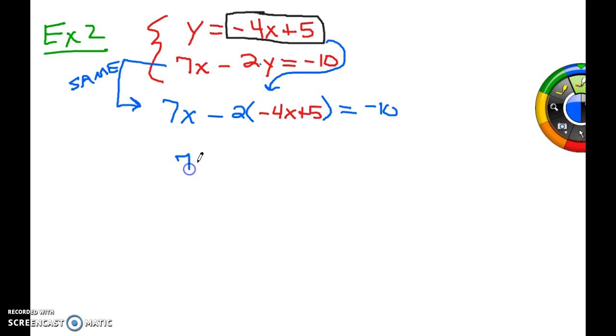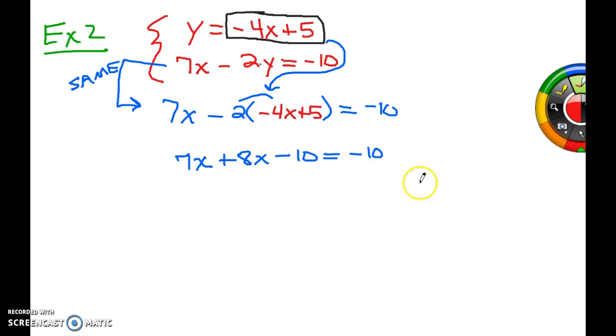And so in this one, it would be 7x. Again, I'm distributing the negative 2. So negative 2 times negative 4 would be a positive 8x. Negative 2 times a positive 5 would be a negative 10, and that's equal to a negative 10.